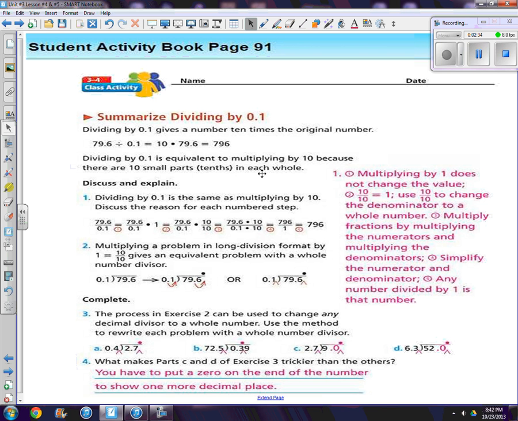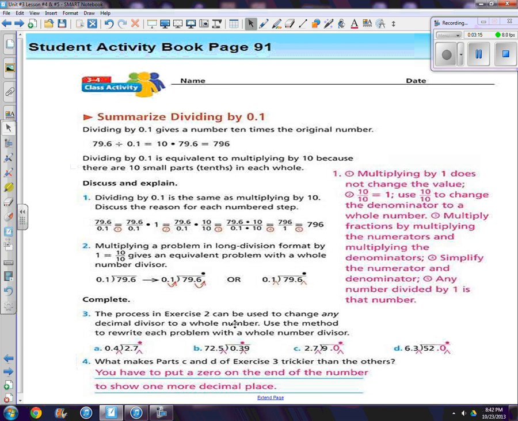Down below here, looking at problem number 1, discuss and explain. Dividing by 0.1 is the same as multiplying by 10. Discuss the reason for each numbered step. So here you have 79.6 over 0.1 is equivalent to 79.6 over 0.1 times 1, which is 10 over 10. 79.6 times 10 over 0.1 times 10, and you end up with that same number, 796 over 1, or 796.